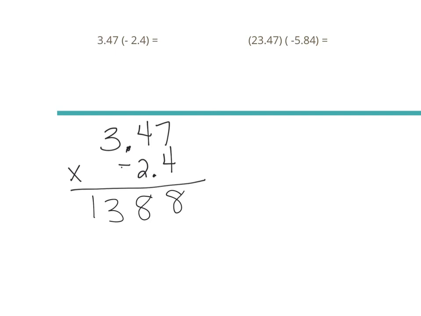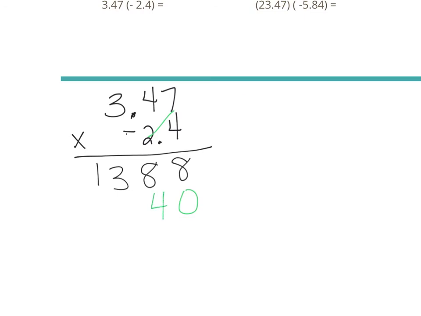Now we're moving to the 2. 2 times 7. Notice what I filled in. What do I have to fill in this first place? 0. It's that place value holder. It's just keeping things lined up. 2 times 7, 14. Carry over my 1. 2 times 4, 8, plus 1, 9. And then the last 2 is 2 times 3, which is 6.